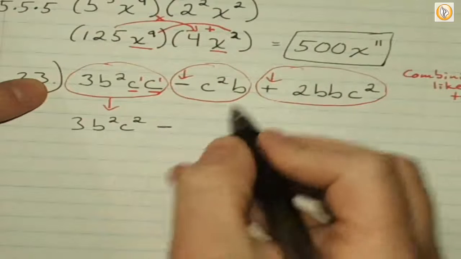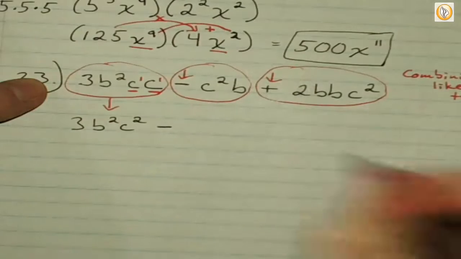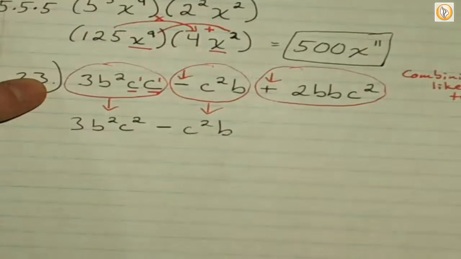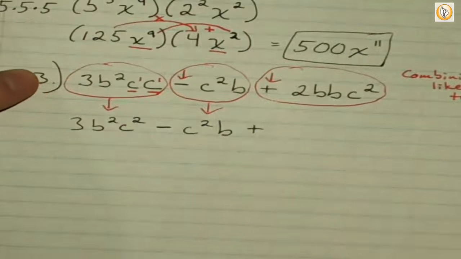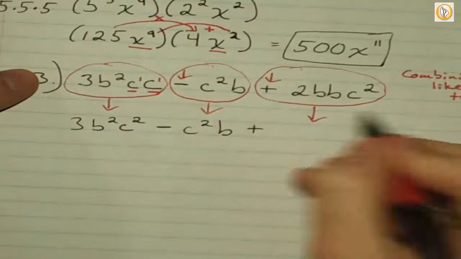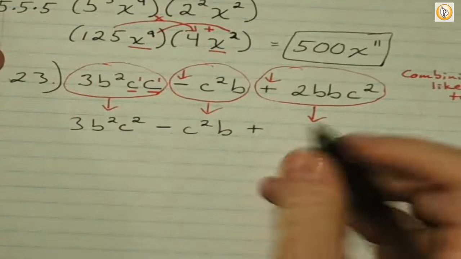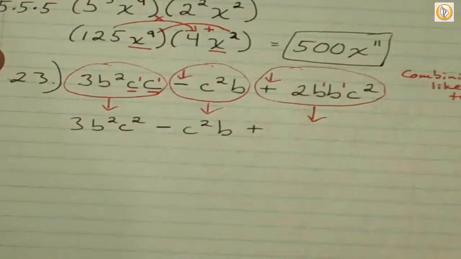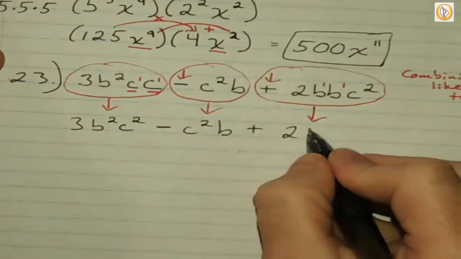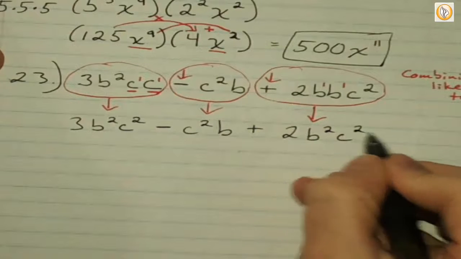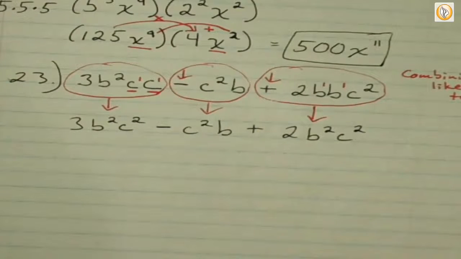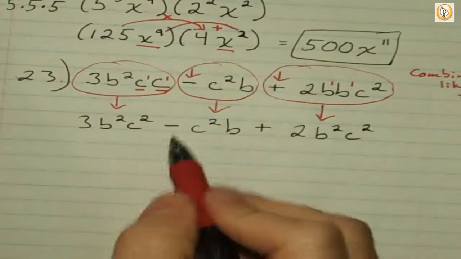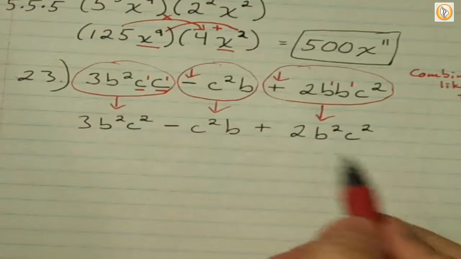Okay, minus. Is there anything I can combine here, Taylor? No. C squared b. Plus. Is there anything I can combine in that group? So 2 b squared c squared. Okay, because we combined the b's. I still have 3 groups.